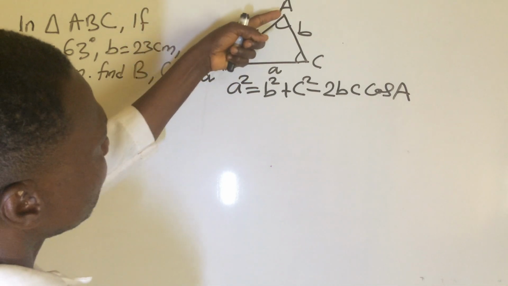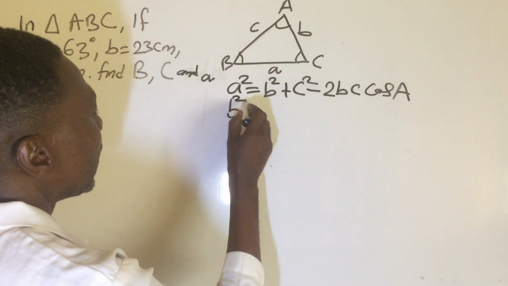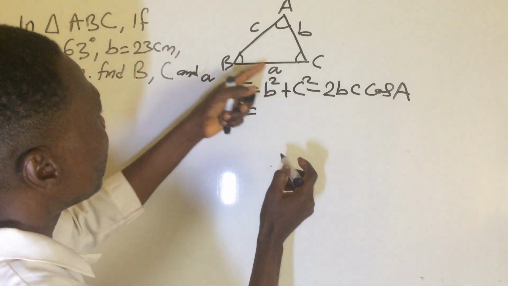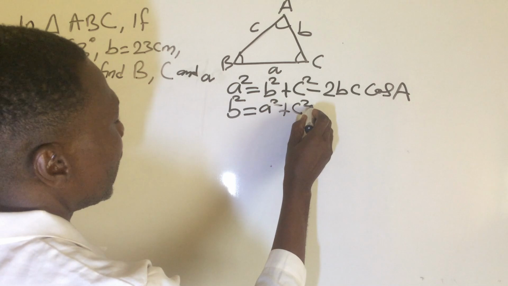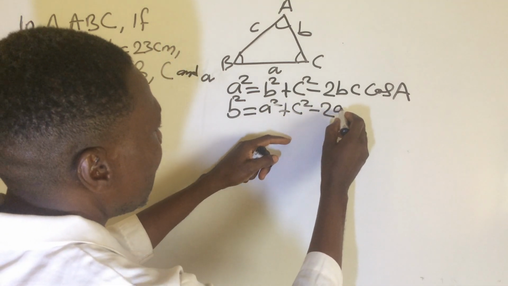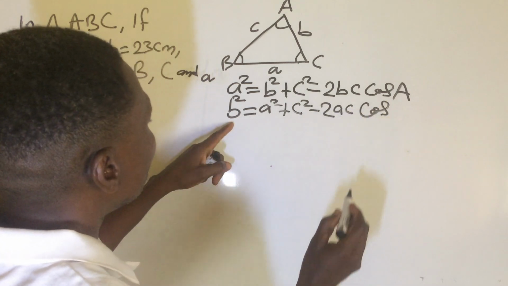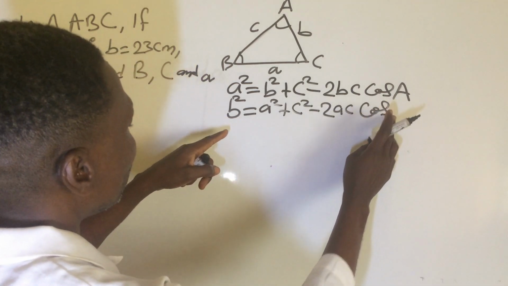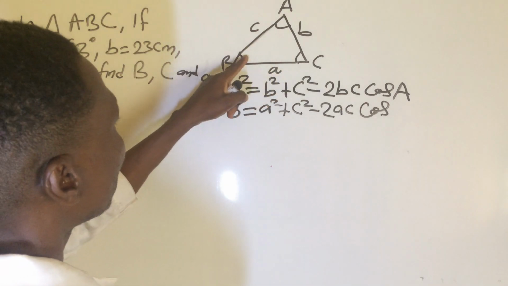If I want to solve for this line, which I name B, it will be B squared equals A squared plus C squared, the addition of the two other sides squared, minus 2 times those two sides A and C, then cos of the angle opposite to the B I'm looking for. What is the angle opposite to B here?